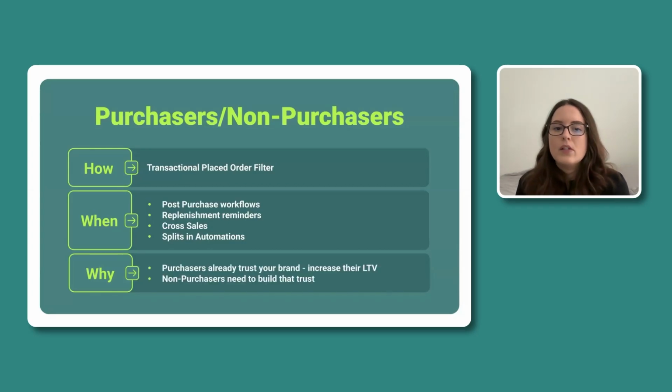And then lastly, splits in automations. I absolutely love a split. If any of my customers are on the call right now, they know this too. But you can add conditional splits, placed order splits, segmentation splits, you name it. And then the whys: purchasers already trust your brand, so increase their LTV. And then non-purchasers just need to build a little bit more trust. They need a sense of understanding the why.